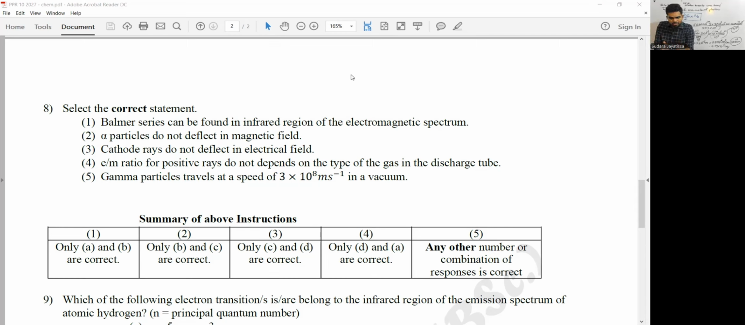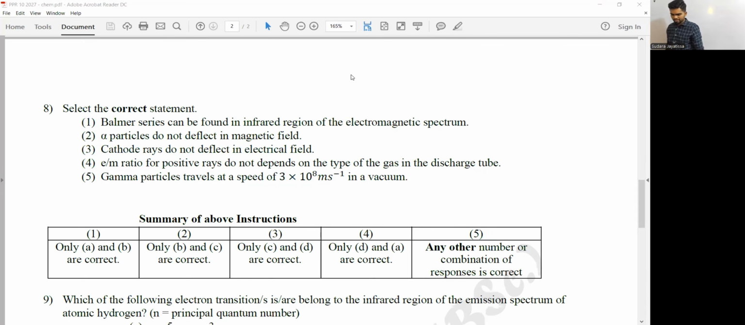So let's first write about the first one, Balmer. Balmer series can be found in infrared region of electromagnetic radiation. That is wrong. Why? Because you find Balmer series in the visible region. So you can write in front of that, Balmer is found in visible region. And what do we find in the infrared region? We find Paschen, Pfund, Brackett, those low energy series. So why is the first one wrong? Because Balmer is found in visible, not infrared.